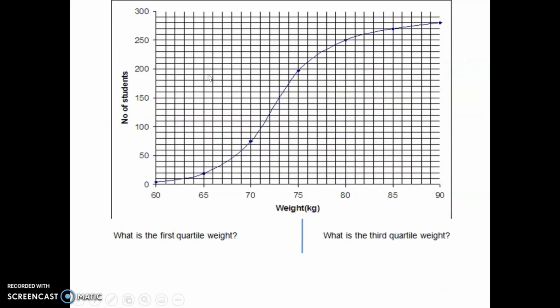Okay, so now, what is the first quartile weight? Remember, first quartile means at Q1, right? So where's Q1 and what's the weight at Q1? To find Q1, we do 25% of all the data, 280. 0.25 times 280 is 70. So we go to data point number 70 right here, go across, go down from the curve, and that looks like about 69.8. So 69.8 kilograms is our first quartile weight. How about the third quartile weight? What is it? All right, hope you got that one to work out.